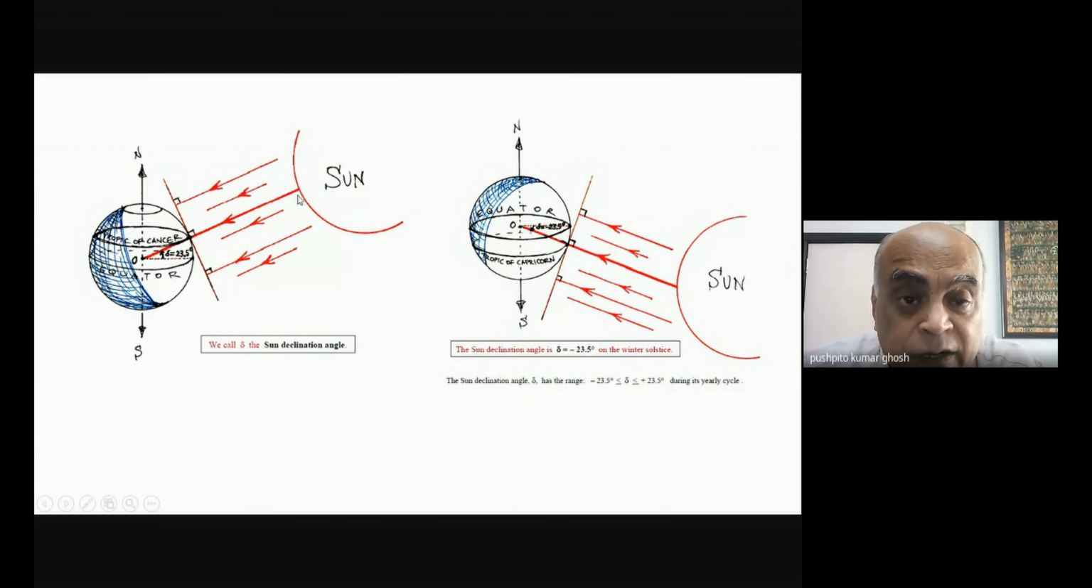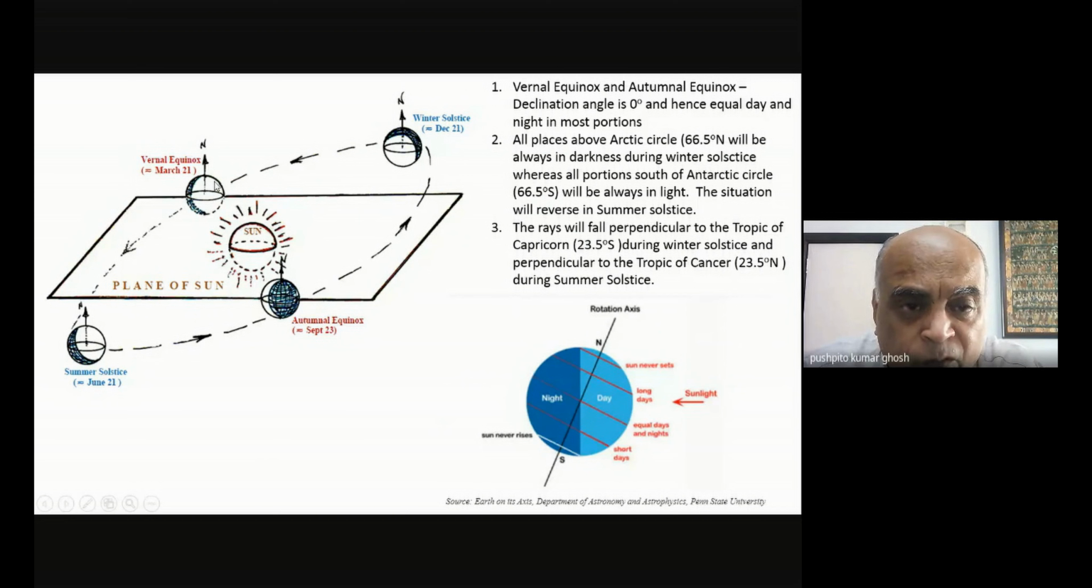Now what you can see is that these two positions are the ones where the declination angle is zero. In other words, the light is falling directly. It's as if the earth is no longer tilted, and the light is falling directly on the main equatorial plane. And in other places, as I said, it will fall on the extremities of the Tropic of Cancer and the Tropic of Capricorn. So the declination angle can change from a maximum value of plus 23.5 degree to a minimum value of minus 23.5 degree. Here it is plus 23.5 and here it is minus 23.5. And over here, the declination angle is zero in both these cases.